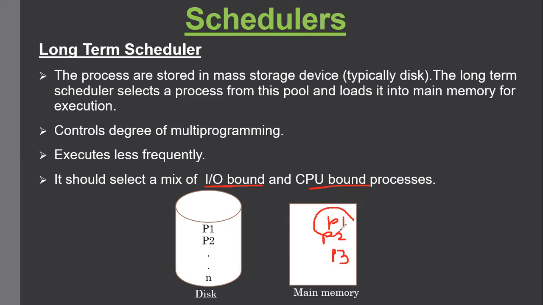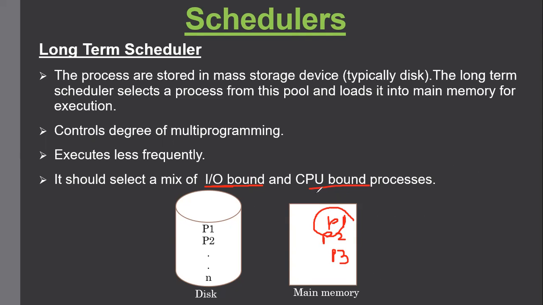Let's say P1 is executing, and since it is IO bound, it will be busy doing IO operations, so your CPU is idle. Then P2 starts executing. Again it will also make some IO request, and then P3. So basically all the processes are busy doing IO operations, and hence your CPU or your ready queue will be empty most of the time.